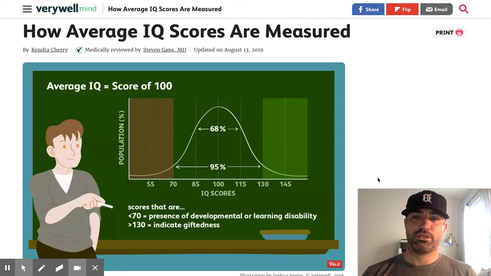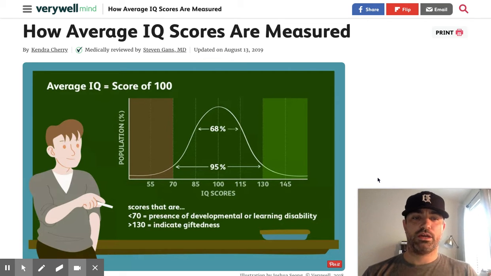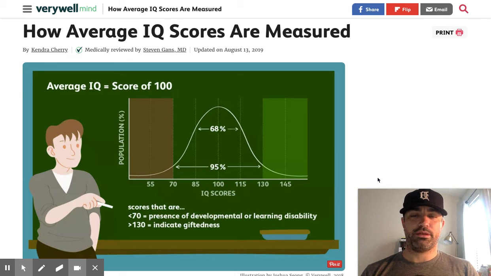But first, I wanted to start talking really briefly about just the score that is used on the most common IQ tests. As you can see from this graphic on Very Well Mind, the scores truly are a typical bell curve, with 95% of people, particularly Americans, scoring between 70 and 130. Anything over 130 is considered gifted.